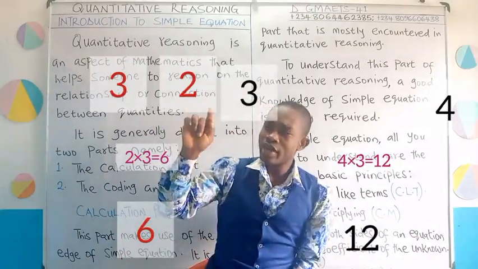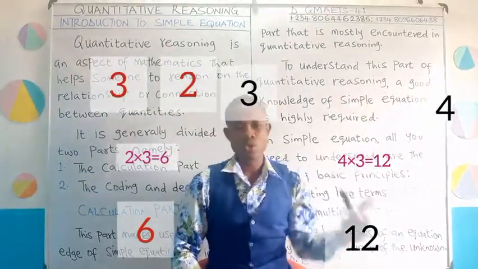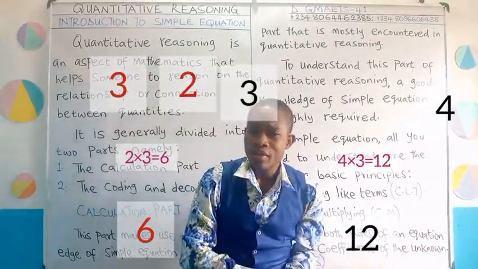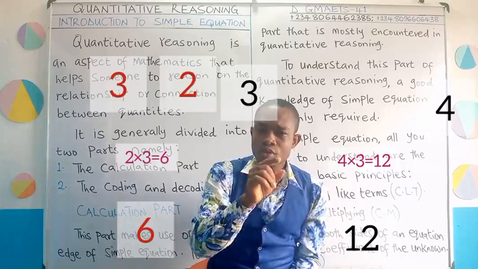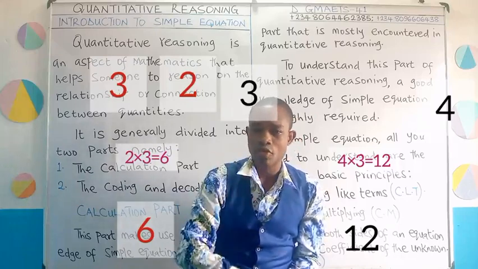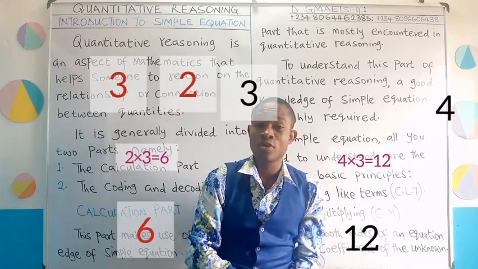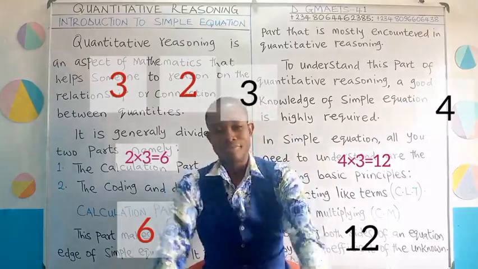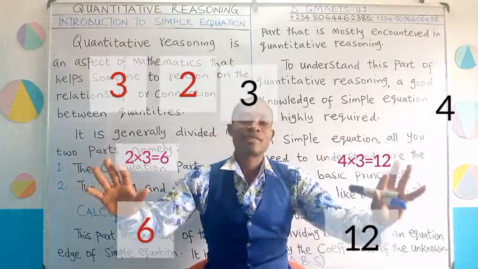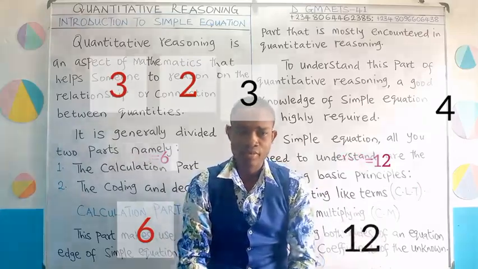Now, this thing you read, 2 times 3 equals 6, 4 times 3 equals 12. The question now is, can you convert it, write it in a simple equation form? If your answer is yes, that thing can be written in a simple equation form, boom, then you are really set to solve any problem, any question given to you under that exercise.